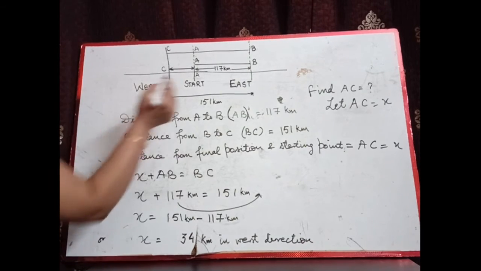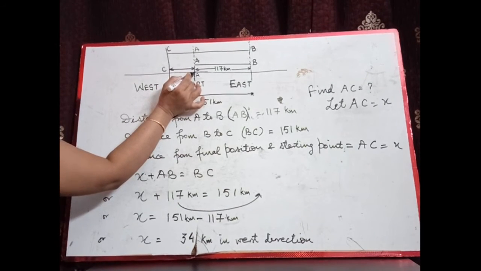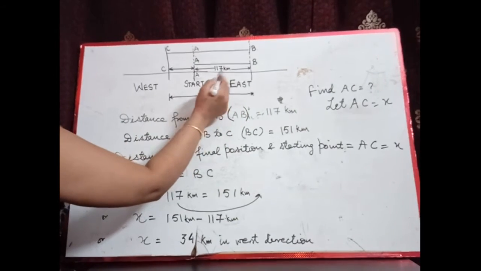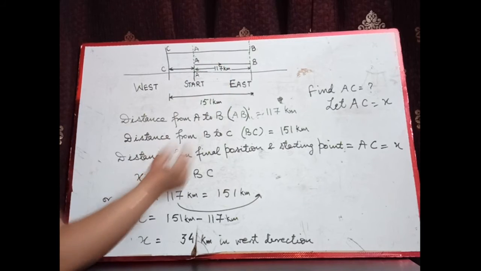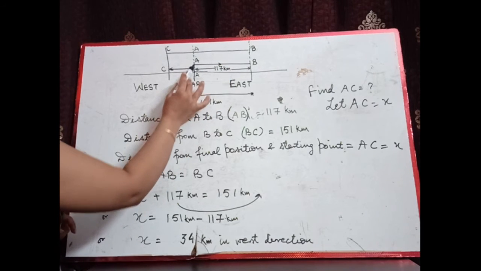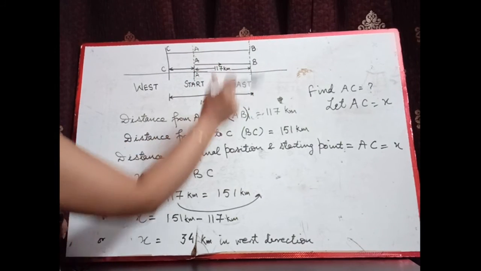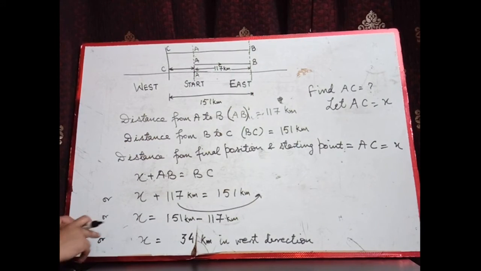Now this question is, one man is standing here and he goes in the east direction. East means this side. He goes in this direction 117 meters. That means he is standing at point A and he reaches point B. The distance between A and B is 117 meters.